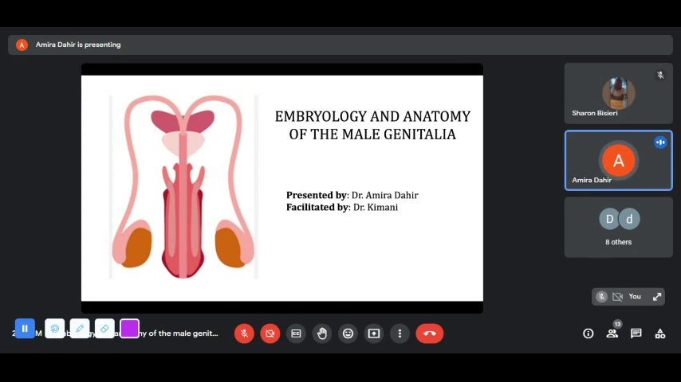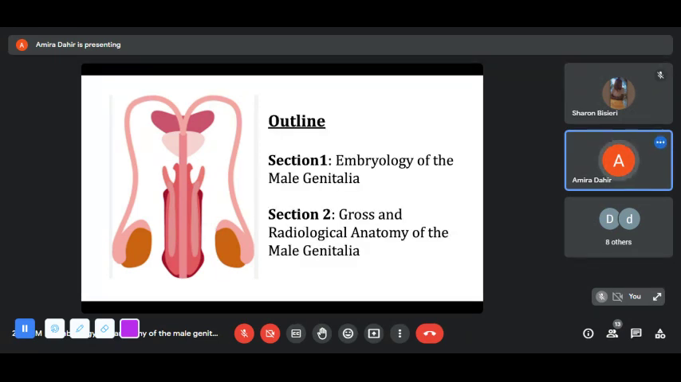This presentation is going to be in two sections. Section 1 will talk about the embryology of the male genitalia, and section 2 will talk about the gross and radiological anatomy of the male genitalia.